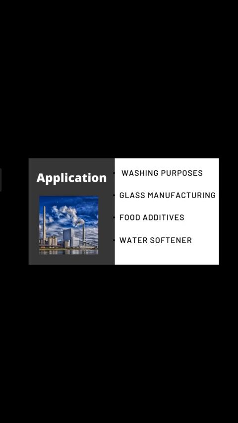There are many purposes for production of soda ash, as it is widely used for washing purposes. It is used in glass manufacturing, and as a food additive as well as a water softener.